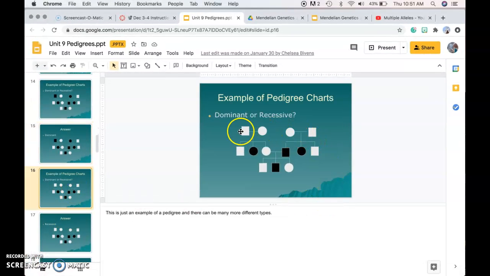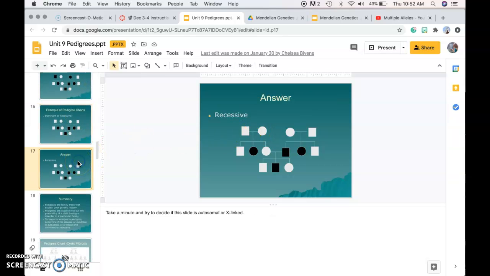This one, though, we look at the parents and they're not affected, but the kids are, which means these parents have to be heterozygous. They have to carry the gene, but they're passing it down. So this one's going to be recessive, meaning mom and dad have the recessive gene, but they're not affected by it because they have that dominant to cover it up.